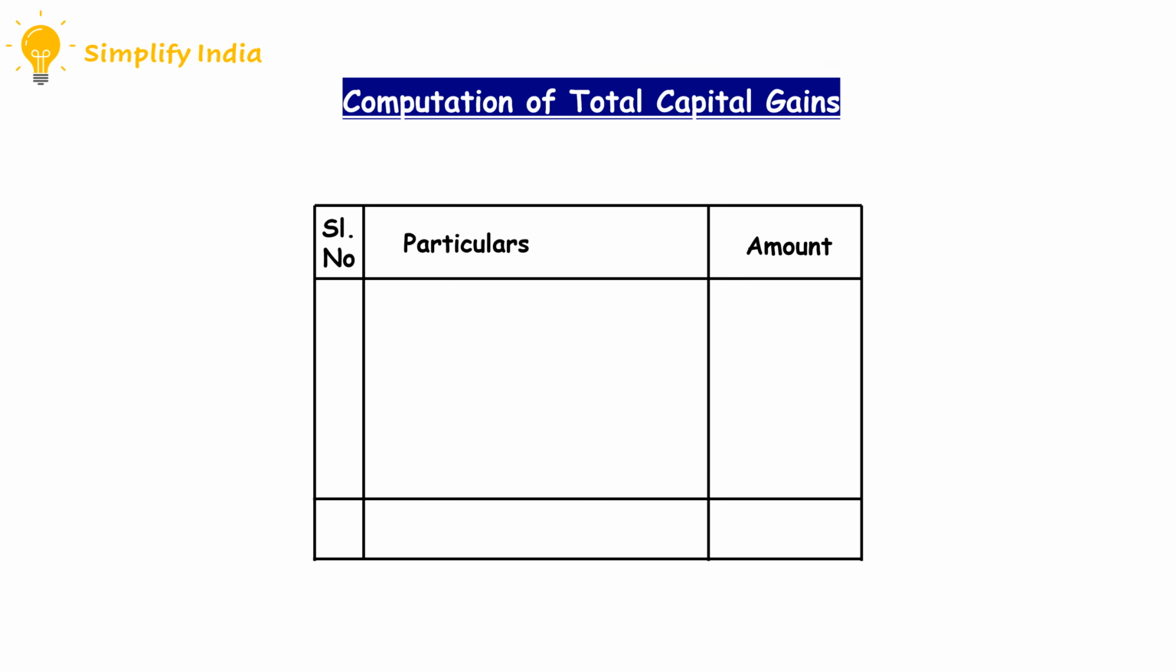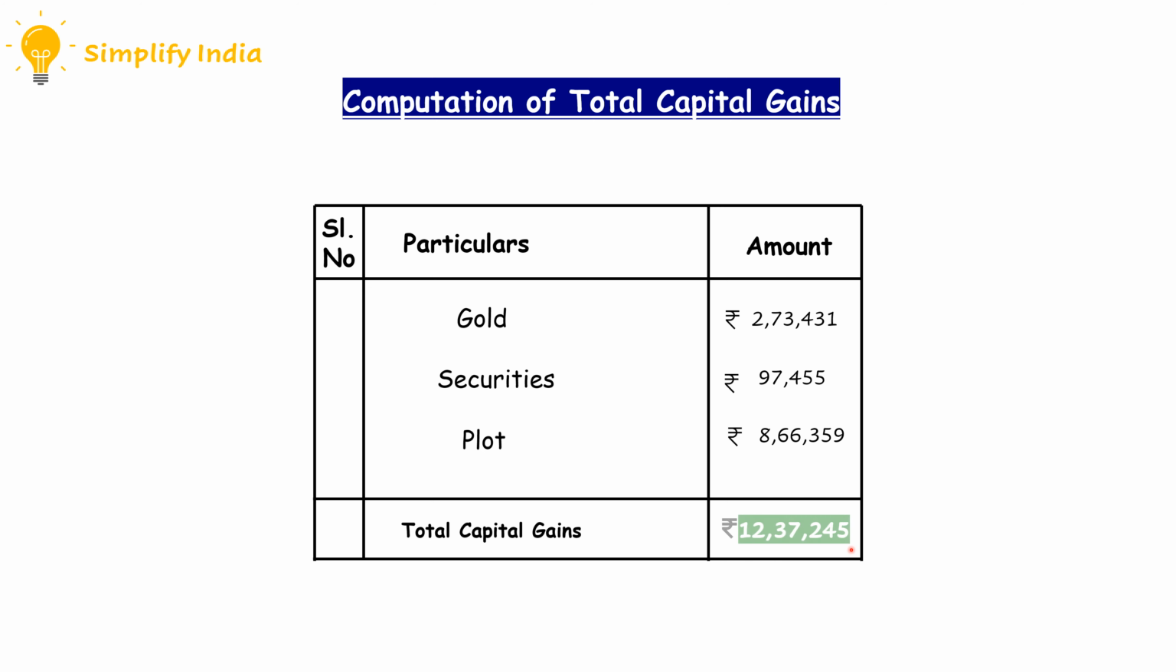Now we have the final step of the problem. Mr. Atmanan does not have any short-term capital gain, so we just have to total up all the long-term capital gains of Mr. Atmanan. From gold, he gained a long-term capital gain of rupees 2,73,437. From securities, he gained rupees 97,455, and from the plot, he gained rupees 8,66,359. When we total up all the long-term capital gains, we will get the total capital gain of Mr. Atmanan, which amounts to rupees 12,37,245.